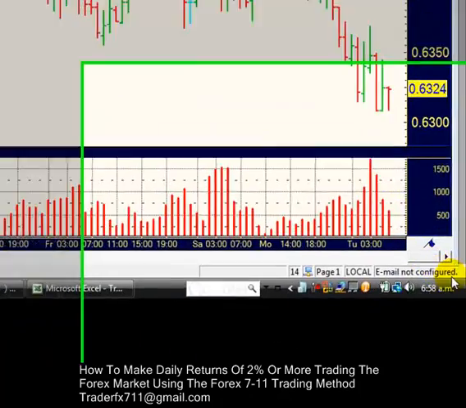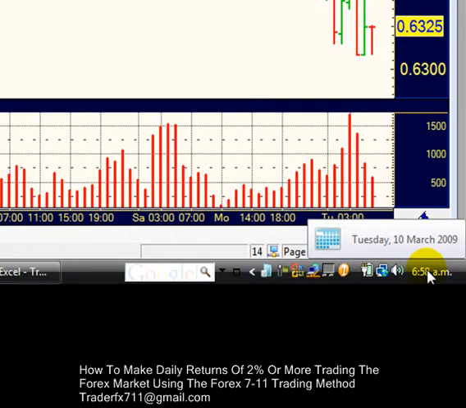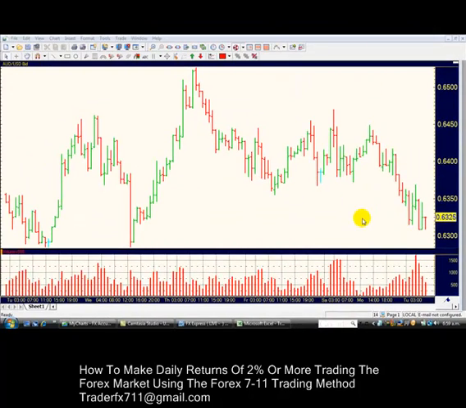The time now is 6:58 a.m. Right on Tuesday, the 10th of March 2009. Looking at taking a trade here on the Aussie. Looking at buying the Aussie dollar versus the US at this particular time. Let me just date stamp this.